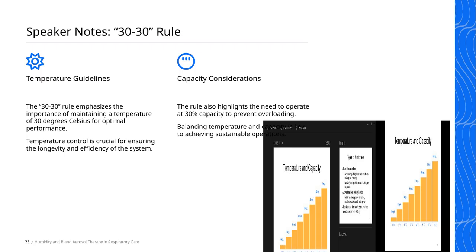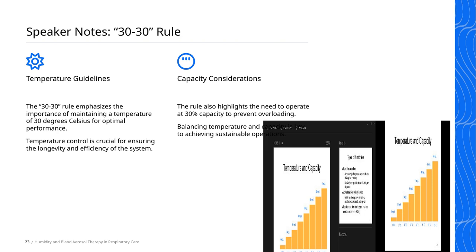This rule is crucial because it helps us maintain system stability and avoid potential issues caused by overuse. Balancing temperature and capacity is key to ensuring our operations are sustainable in the long run. When we stick to these guidelines, we can optimize performance while reducing wear and tear on our equipment. Now, the 30-30 rule emphasizes maintaining a temperature of 30 degrees Celsius for optimal performance.